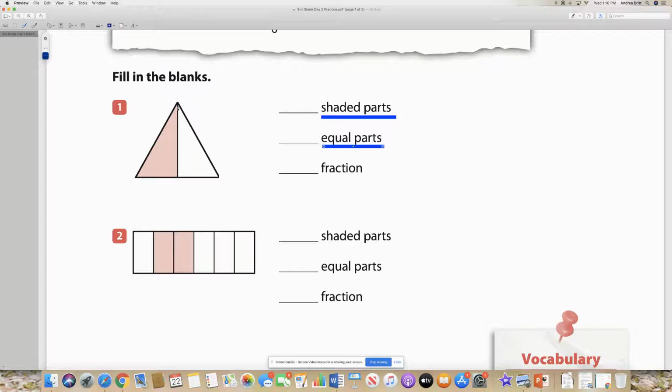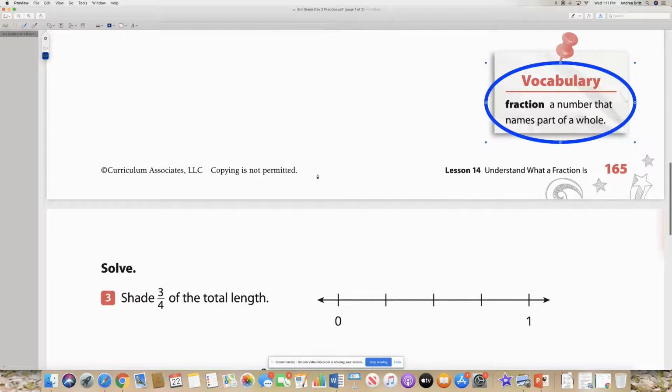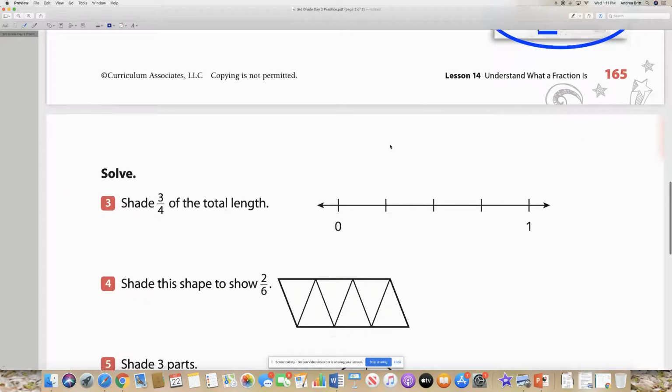When you look at equal parts, you're looking at the whole thing, this whole triangle. How many equal parts are there? And then, what is the fraction of the shaded parts? So you're telling me the fraction of the shaded parts. Same thing for number 2. Got your little vocabulary word right here. Talk about what a fraction is. It is a number that names part of a whole. Part of a whole. It is less than a whole.